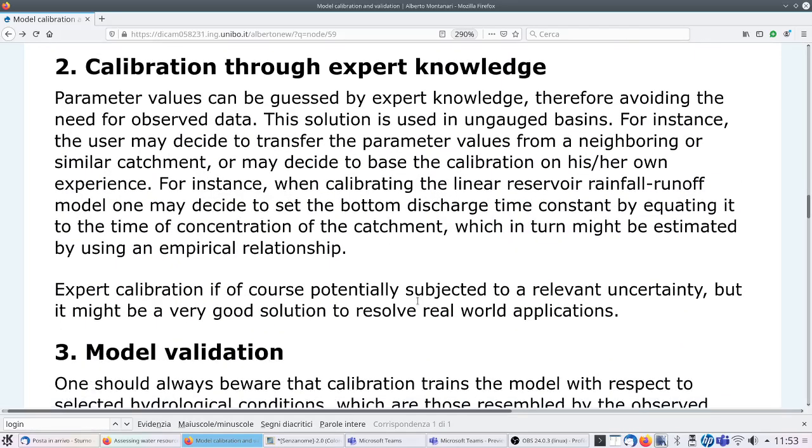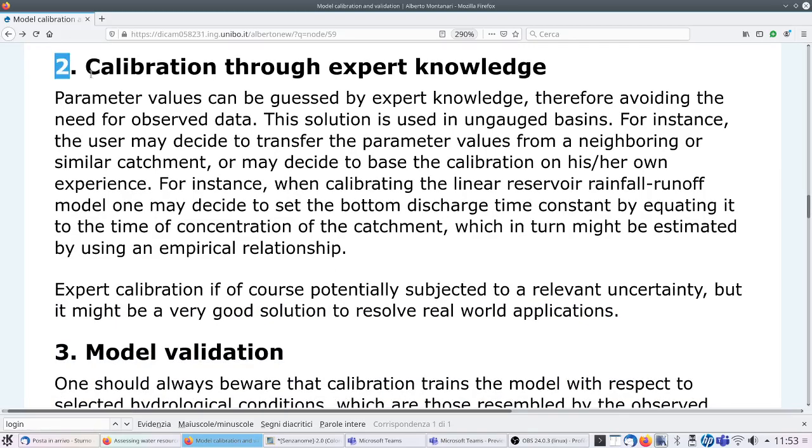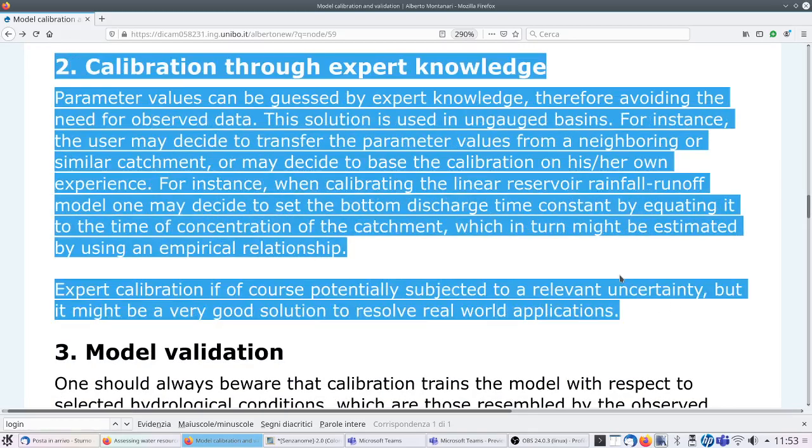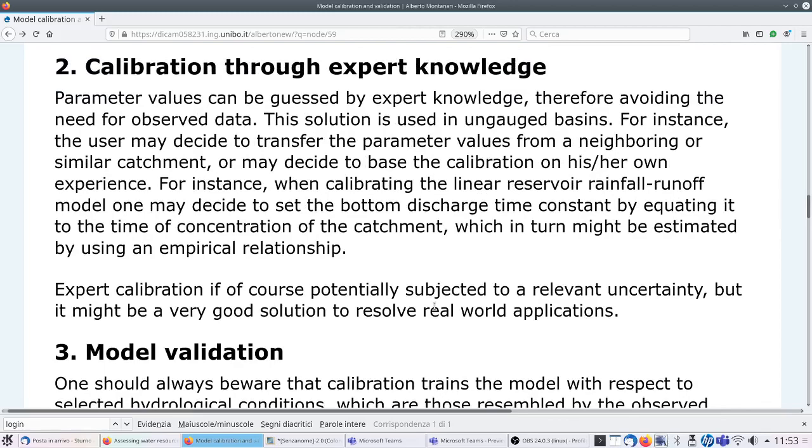Okay, very briefly, calibration through expert knowledge. I think we already discussed it. Please read by yourself these few sentences, and then we will talk on Thursday about model validation, which is another quite short discussion, but still, I want to take some time to discuss it because it's interesting and technically very relevant. Okay, perfect. Do you have any question on today's lecture in general?